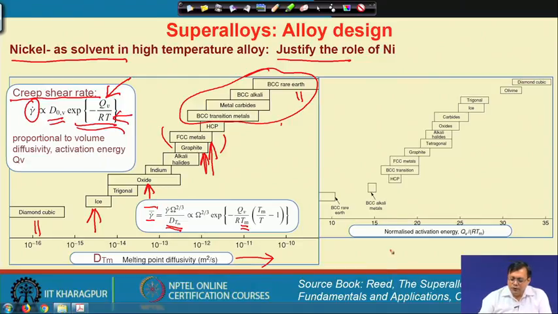Now, if we consider this particular term, the activation energy divided by R times the melting temperature, and normalize all these different classes of elements, structures and materials, then we see that the activation energy for ice is higher, because this is just a reverse plot from the melt point diffusivity to the activation energy, just the opposite one.